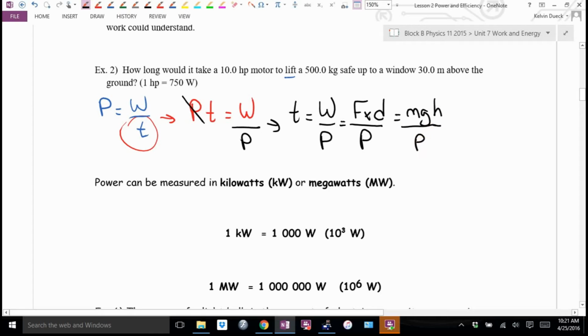Over power. Kareem, did they give me the mass? Did they give me 9.8? Did they give me the height? Did they give me the power? Yes and no. Wrong units. They gave me the power. What's the power of this motor? 10 horsepower. What do I want power to be in? Power is measured in watts. We need to do a conversion.